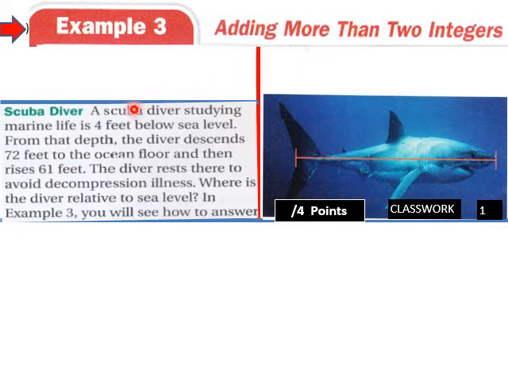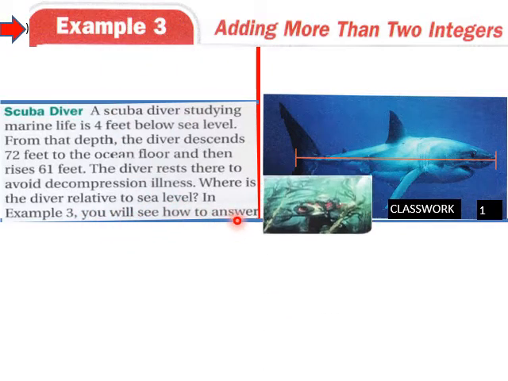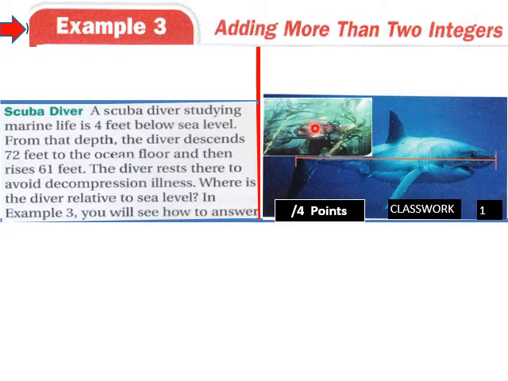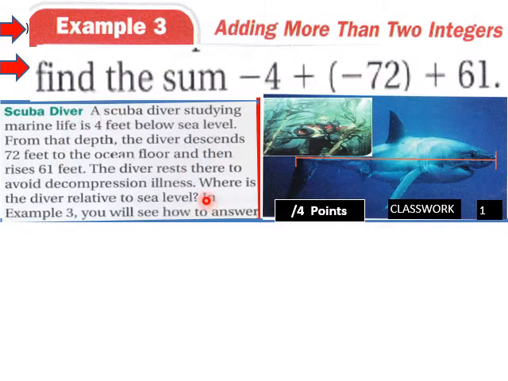Adding more than 2 integers. Scuba divers studying marine life is 4 feet below sea level. From that depth, the diver descends 72 feet to the ocean floor and then rises 61 feet. The diver rests there to avoid decompression illness. Where is the diver relative to sea level? In example 3, you will see how to answer this question. So here's our diver, floating around between 4 feet to 72, then goes back up to 61.